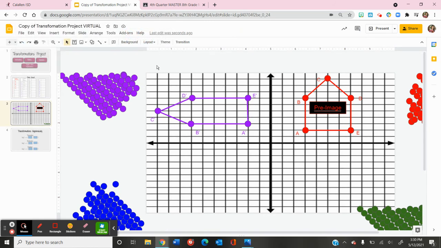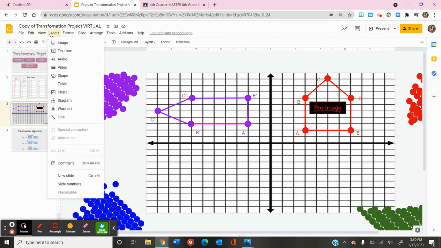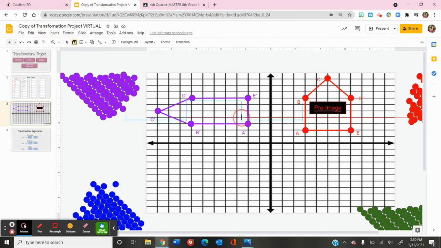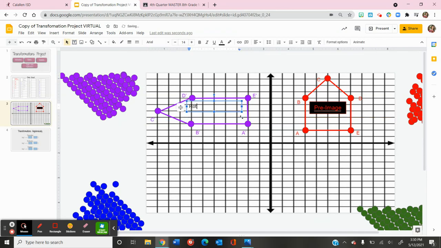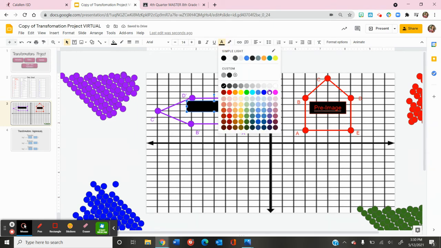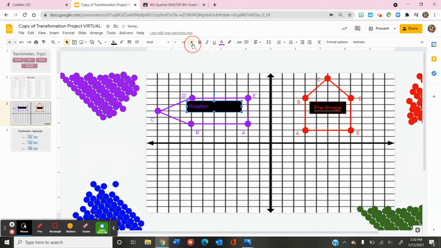I need to label this, so I'm going to insert a text box, and I'm going to put a rotation. I'm going to make the background black, and my text will be purple, and I'm going to make it a bit larger and center this. I'm going to bring this down just a little.